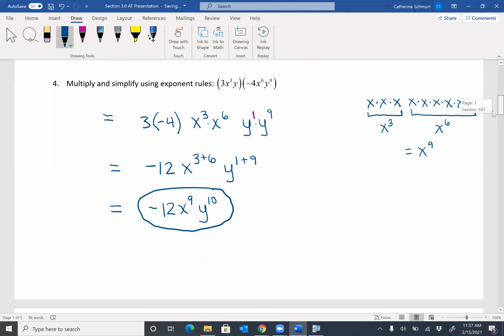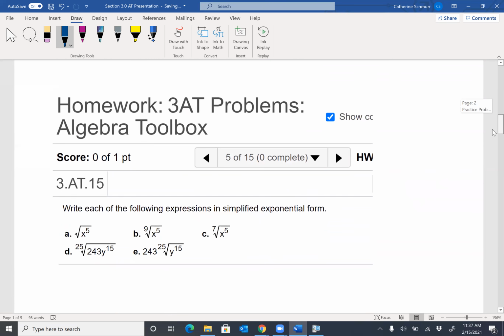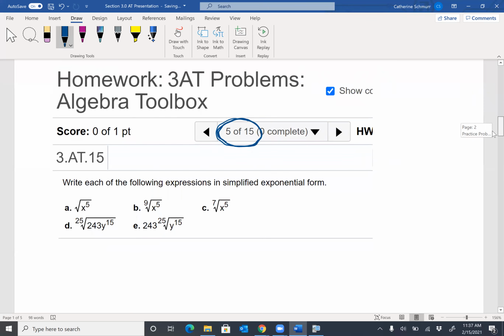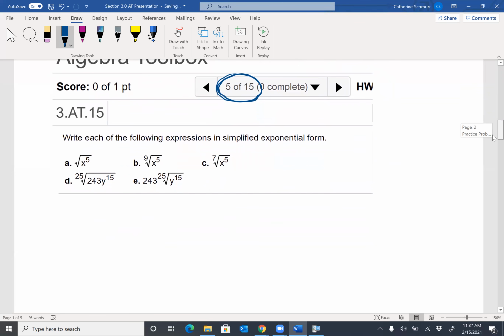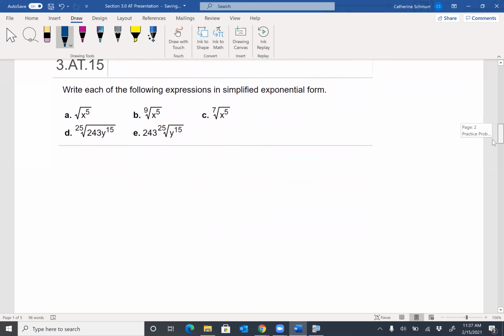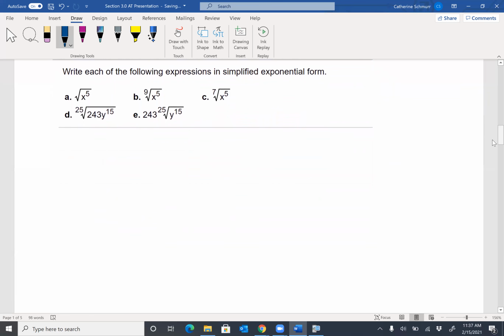Okay, I pulled out one problem from the homework that I often get a lot of questions on, and this is 3AT number 5. So this is number 5 from the homework, and it has multiple parts. It is rewriting radical notation as exponential notation. So the first 3 are fairly straightforward. Write each of the following expressions in simplified exponential form.